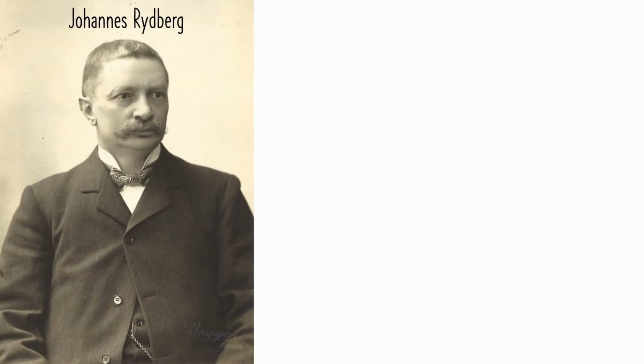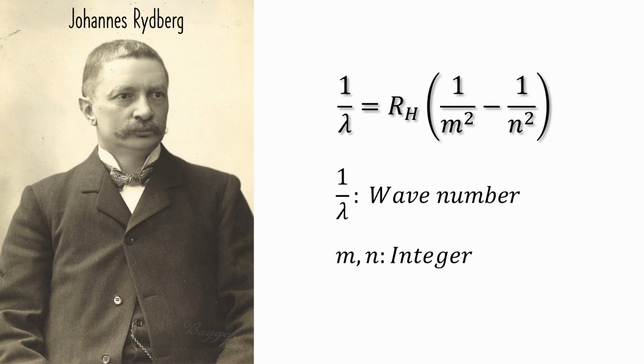Swedish scientist Johannes Rydberg formulated an empirical equation that unified the lines of the hydrogen atomic spectrum into a single mathematical expression. In this equation, RH stands for the Rydberg constant for hydrogen. However, the origin of the spectrum's structure remained a mystery.